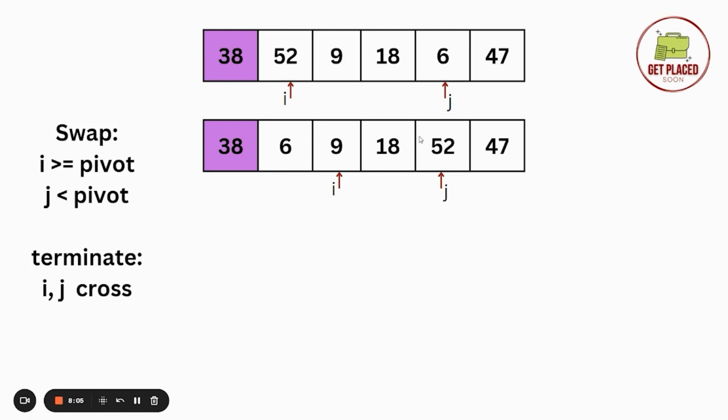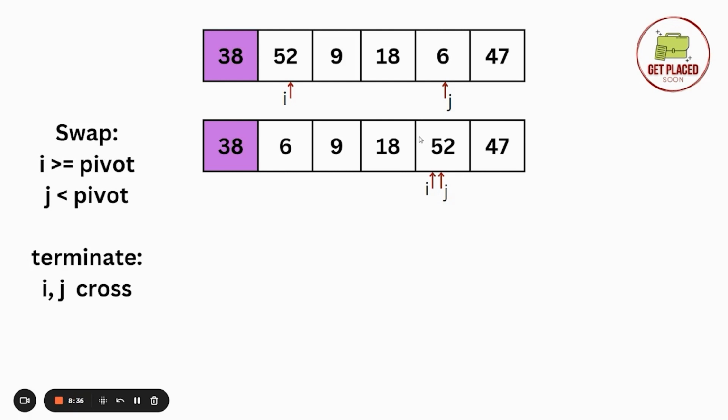Now i is at the second index, at 9. Is i greater than or equal to pivot? No. Pivot is 38, and 9 is not greater than 38. So we increment the i pointer. Now is i greater than pivot? 18 is not greater than 38. We again increment the i pointer. Now is i greater than pivot? 52 is greater than pivot, so we stop the i pointer there.